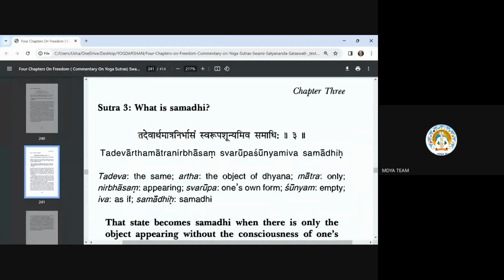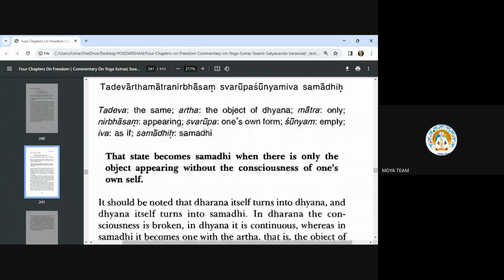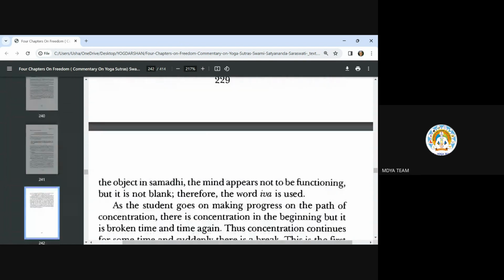The third sutra of the Vibhutipada. Did we do the third one or am I supposed to go to the fourth one? Fourth one. Yeah. So I'll start with the fourth one.